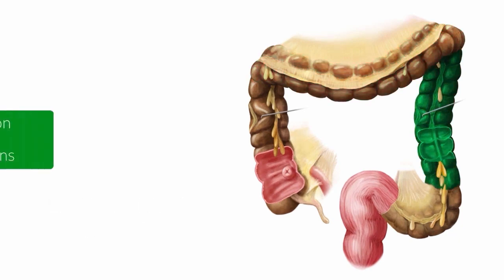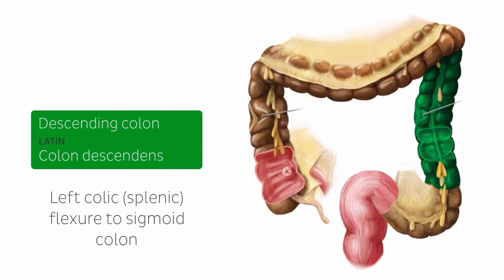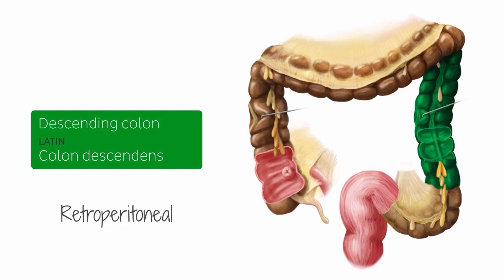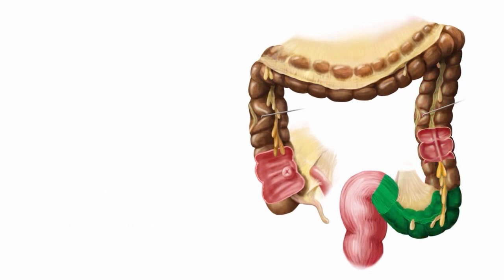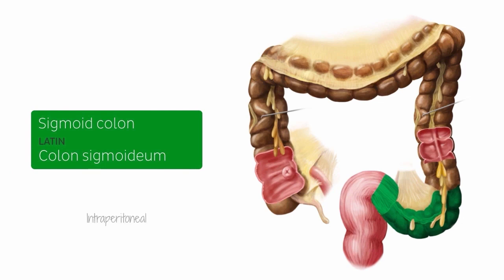The descending colon begins after the splenic flexure and extends caudally to the sigmoid colon. The descending colon runs through the retroperitoneal space. In contrast to the descending colon, the sigmoid colon is intraperitoneal. This S-shaped loop of the large intestine is suspended via the sigmoid mesocolon and extends from the end of the descending colon to the rectum.